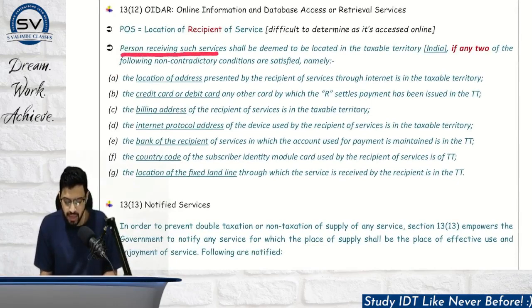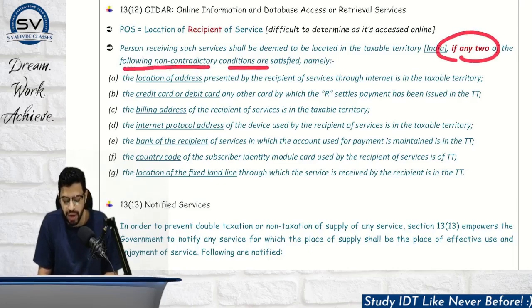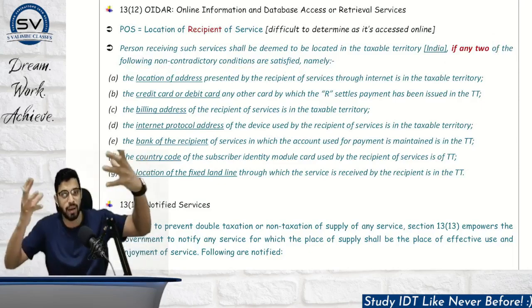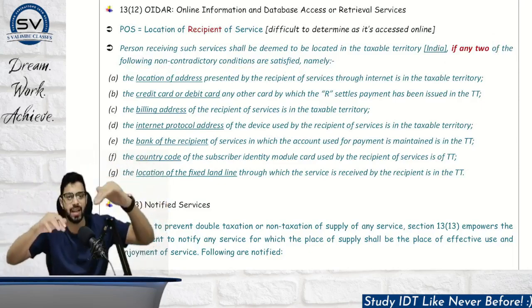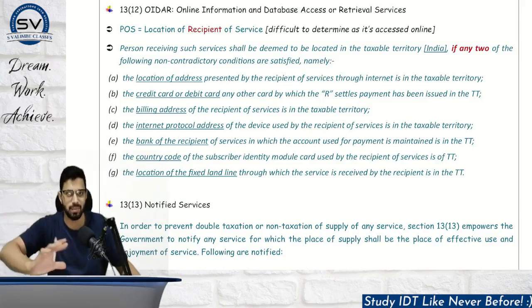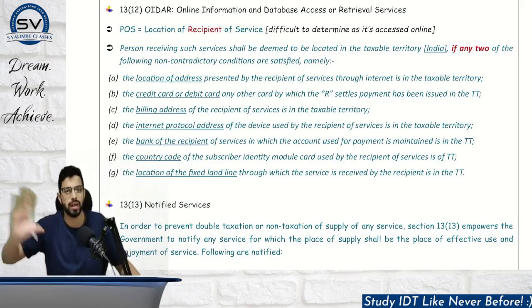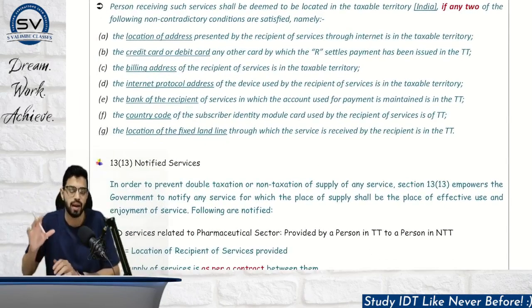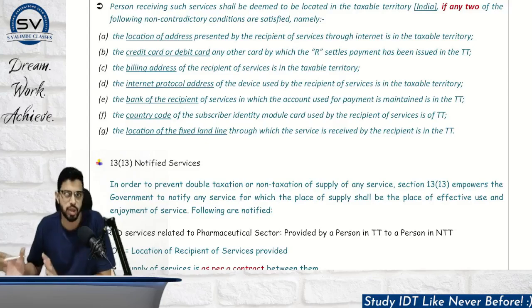Person receiving such services shall be deemed to be located in the taxable territory, India, if any two of the following non-contradictory conditions are met. Non-contradictory means if any two conditions are satisfied but they happen to be clashing with each other, that is, practically it is impossible that both are complied with, then we will not say that taxable territory India is the place of supply.